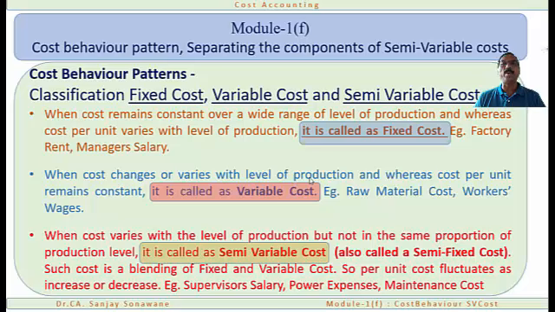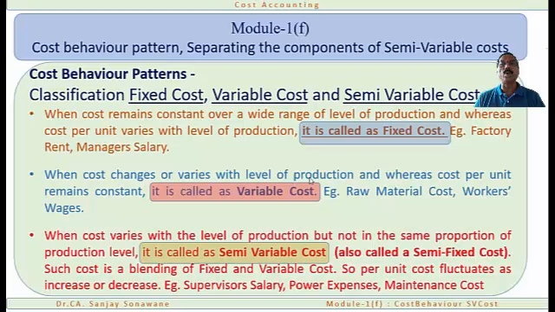How will you identify whether this cost is variable or not? When you find that as the production increases, the cost is increasing, total cost is increasing, but cost per unit, if you calculate, remains the same. Examples are raw material cost. Whatever raw material you consume for 1 unit, let us say you are consuming 2 kg. If you manufacture 2 units, exactly double of that, you will consume 4 kg.